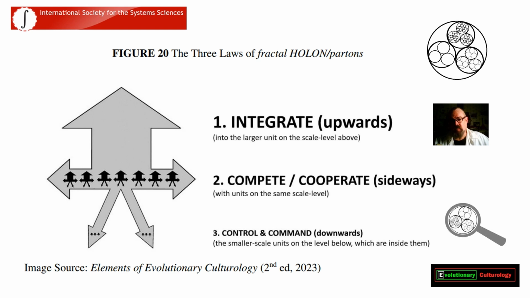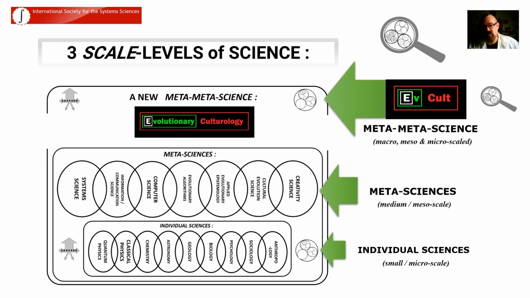Next. There's the 3 laws lens again for finding units of culture. Next. And there's the 3 scale levels of science. Down the bottom you have your individual sciences: quantum physics, classical physics, chemistry, astronomy, geology, biology, psychology, sociology, anthropology, and now also the arts and humanities. In the middle row there you have your meta sciences on a medium scale level, because they all apply to the individual sciences on the level below.